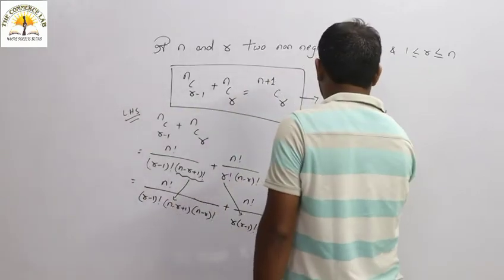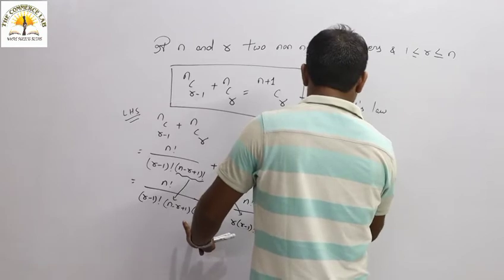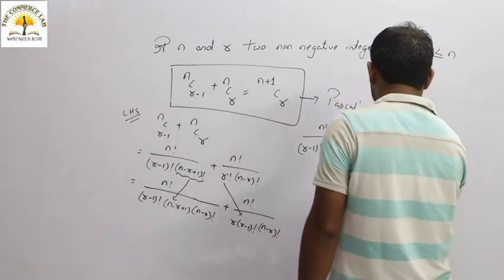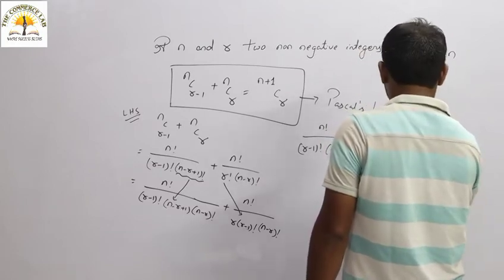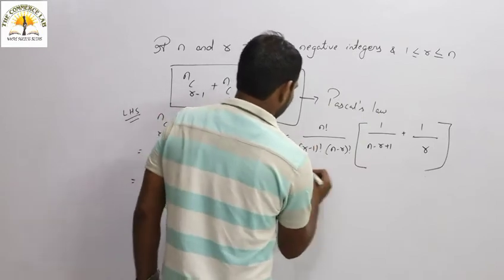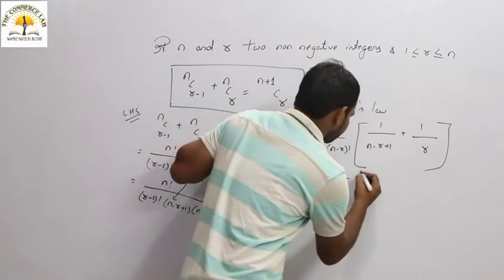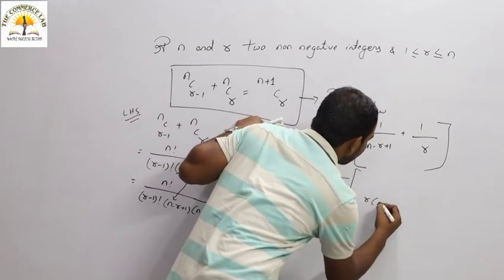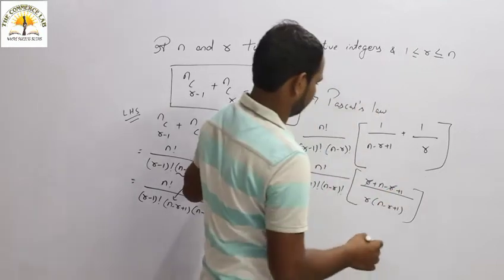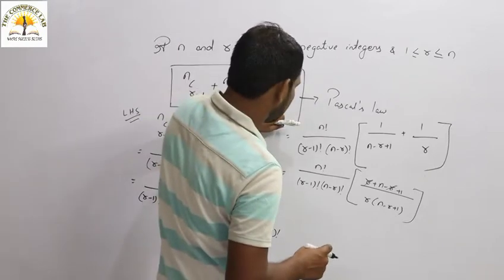Then taking common n factorial by (r minus 1) factorial into (n minus r) factorial, we have the remaining part as 1 by (n minus r plus 1) plus 1 by r. Then solve this one. This is n factorial by (r minus 1) factorial (n minus r) factorial. So the LCM is r into (n minus r plus 1). So r plus n minus r plus 1, r gets cancelled. Right. Then we have (n plus 1)Cr, right?